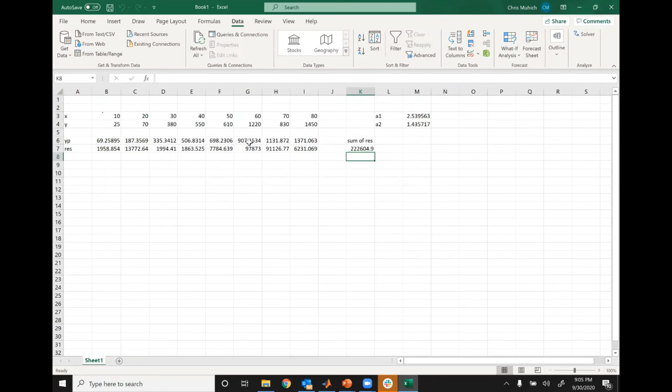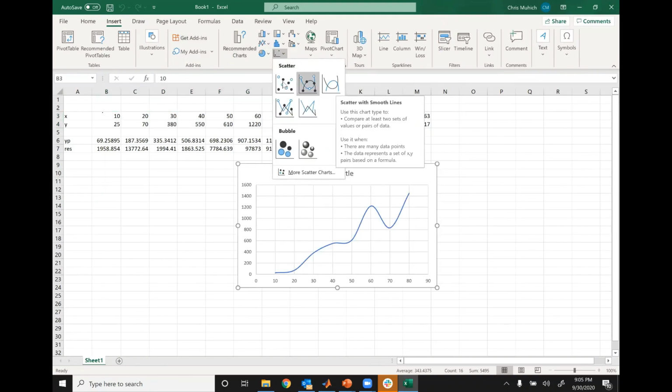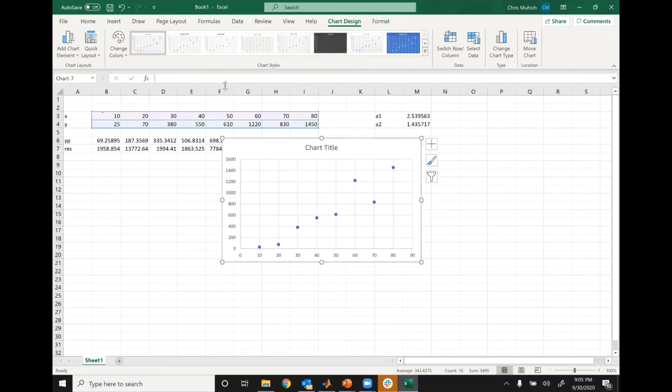The last thing that I want to do is map this out. So if I highlight these cells, I should be able to go into Insert, click on this chart, and get these data points, right? So Excel is going to create these data points, this graph for us in here.